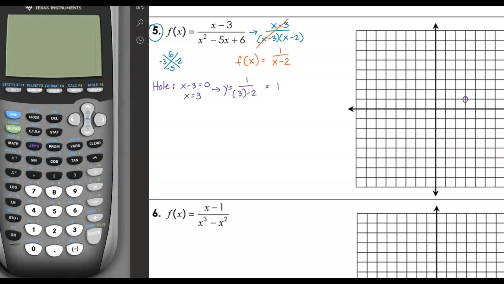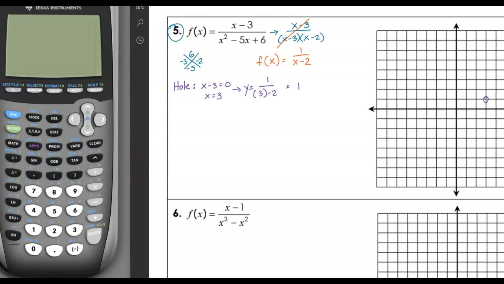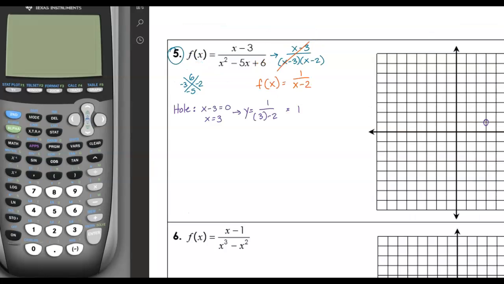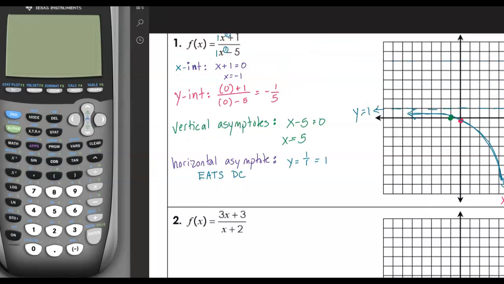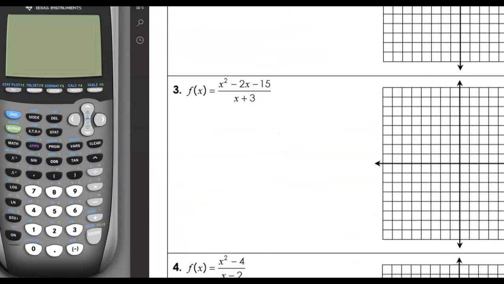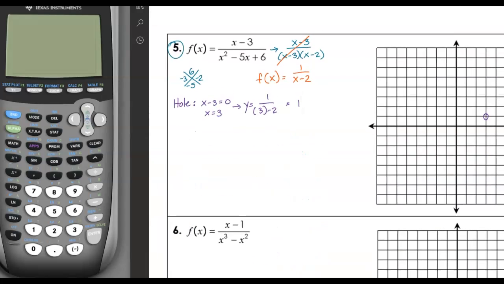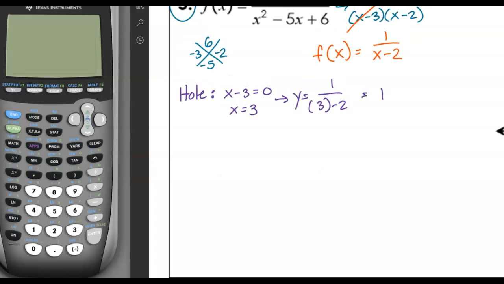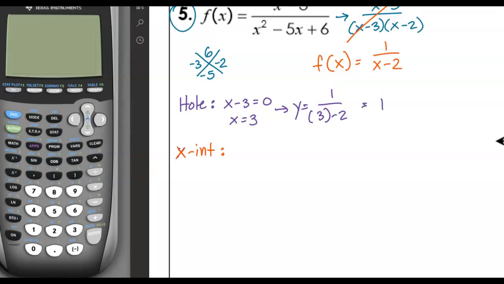Then let's go ahead and keep doing the steps like they told us on the first page of our notes. Step 1 was to factor and simplify. We did it. Step 2, what was it? I think it was to find the x-intercept. Yeah, x-intercept. We find the x-intercepts by plugging or by finding the zeros of our numerator.